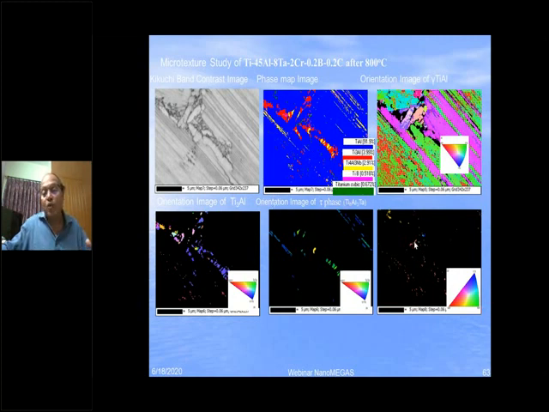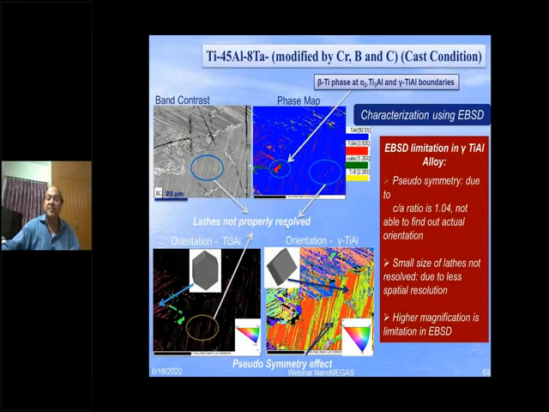So these new phases, if you look at the structure, are very fine phases. These phases are identified. This is a phase map. This is the tau phase coming out, which has a different composition. So this sort of thing was never reported. We have published these papers, and you can refer to our papers.